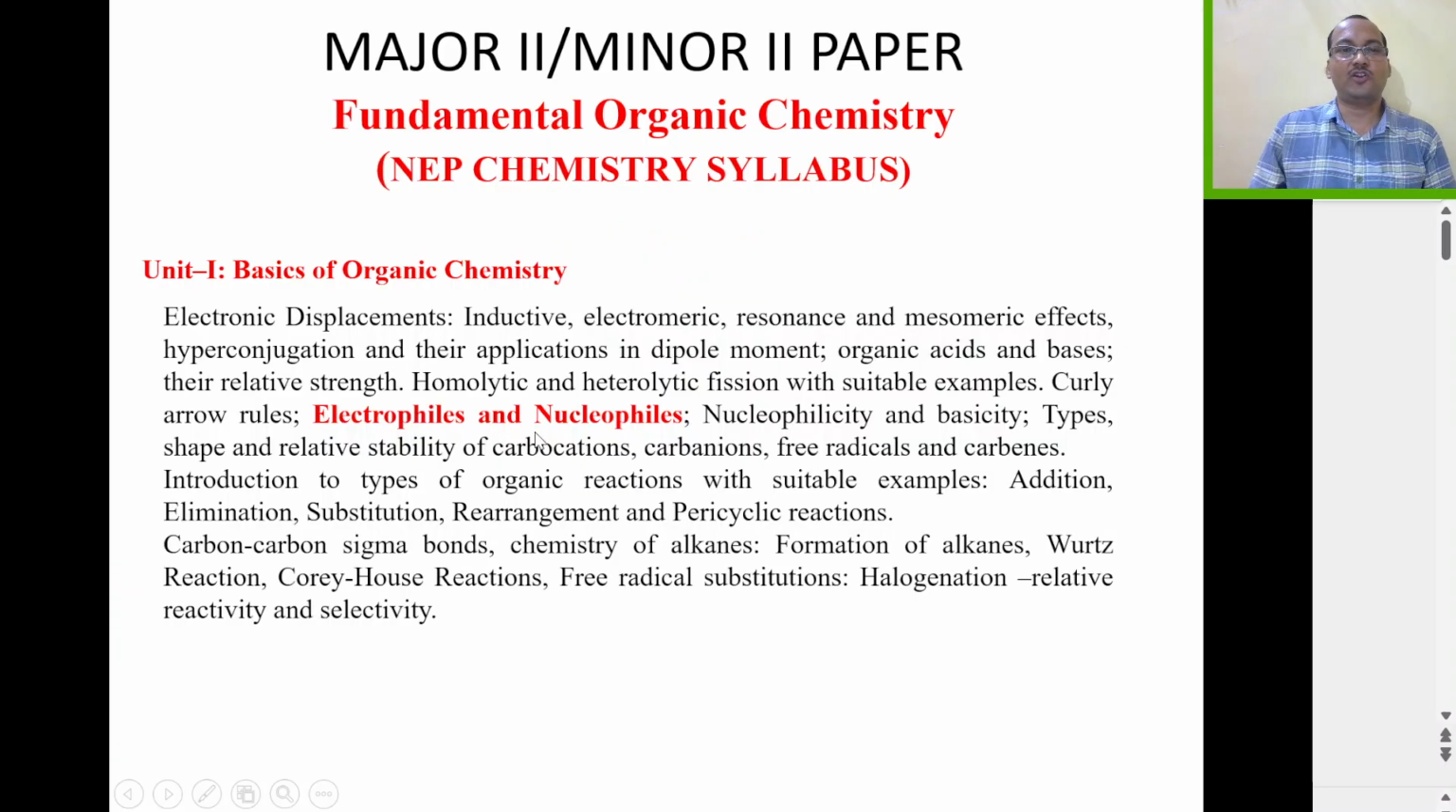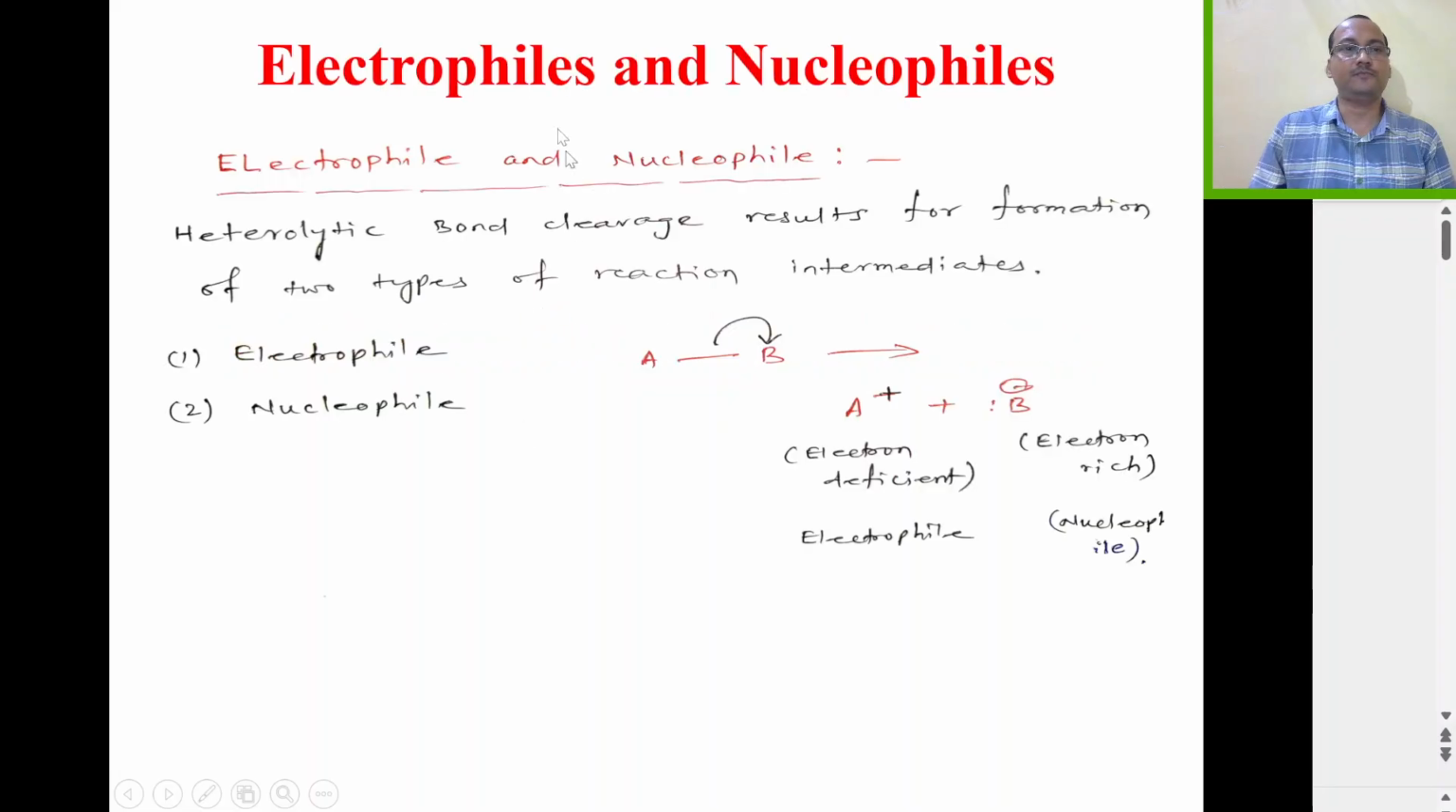So let's talk about electrophiles and nucleophiles. So what happens during the heterolytic bond cleavage? The bond is breaking. So let's say the bond is AB. So the atom on which this bond is breaking heterolytically gets both the electrons with negative charge, and the other atom is electron deficient, that becomes A plus. So this A plus is known as electrophile, and that B minus with both the electrons, that is electronically rich, that we call a nucleophile.